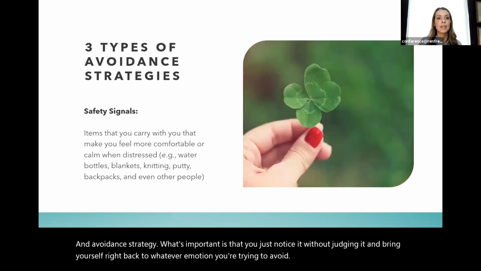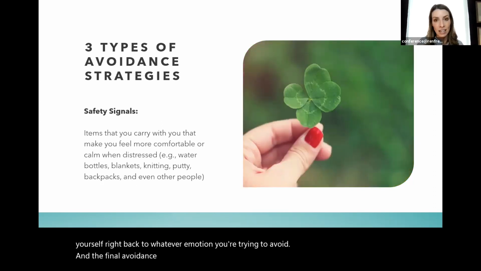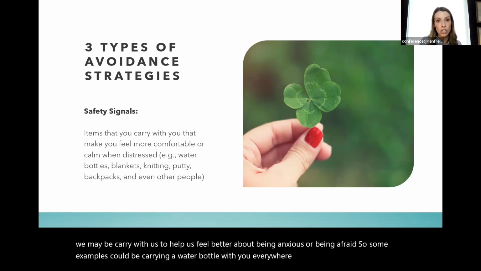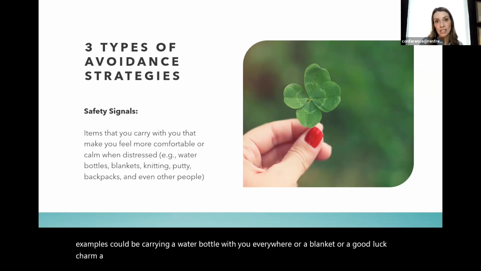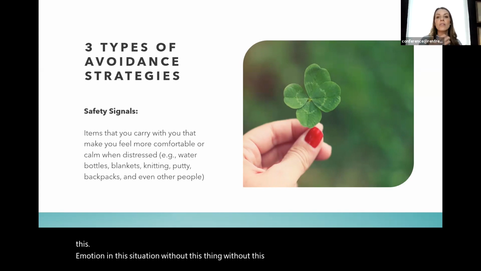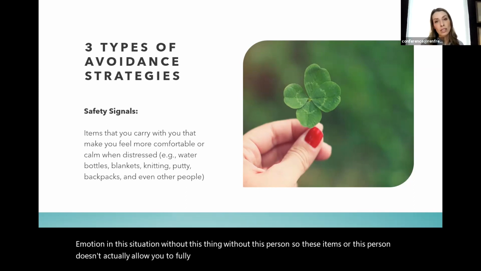And the final avoidance strategy is called a safety signal. Safety signals are actually objects that we maybe carry with us to help us feel better about being anxious or being afraid. So some examples could be carrying a water bottle with you everywhere, or a blanket, or a good luck charm. A person can even be a safety signal. If maybe you refuse to go somewhere unless a certain safe person is with you. These are all signals you send to yourself that you can't handle this emotion and this situation without this thing, without this person. So these items or this person don't actually allow you to fully lean into your emotional experience.